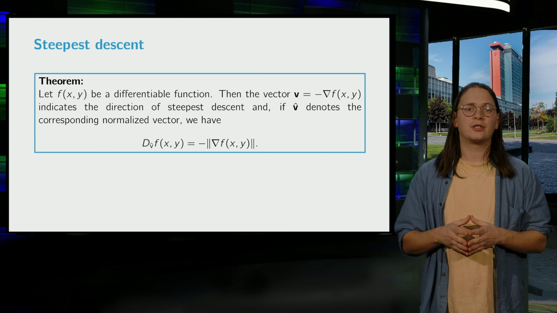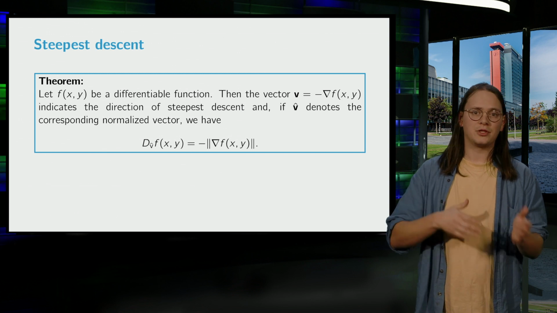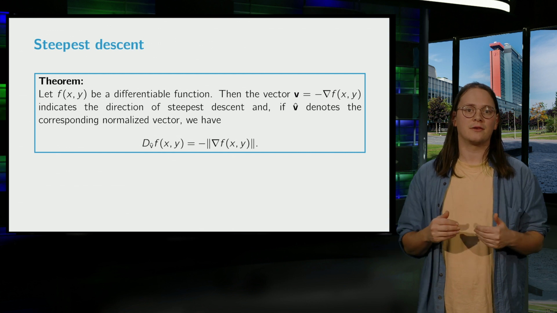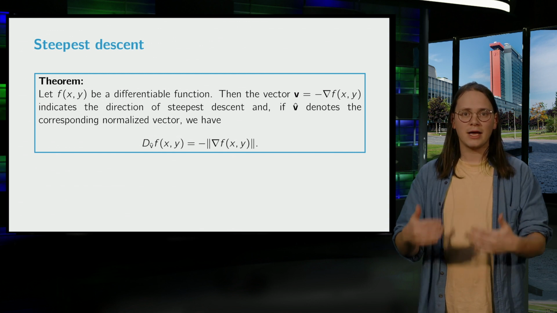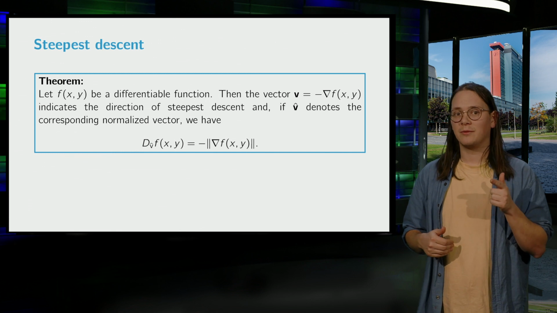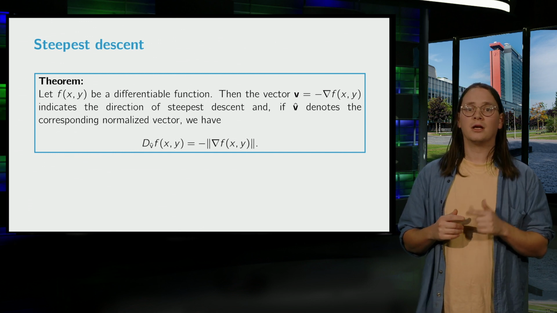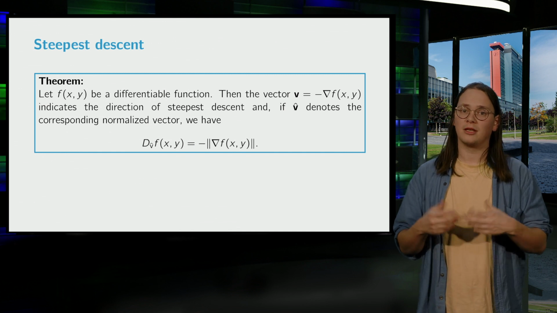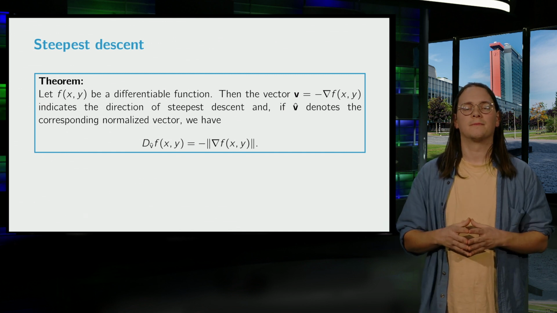Similarly, the directional derivative is lowest in the opposite direction of the gradient. In other words, in the direction of minus the gradient. Thus, the direction of minus the gradient is the direction of steepest descent. Again, we see that in this direction, the value of the directional derivative is simply minus the length of the gradient.